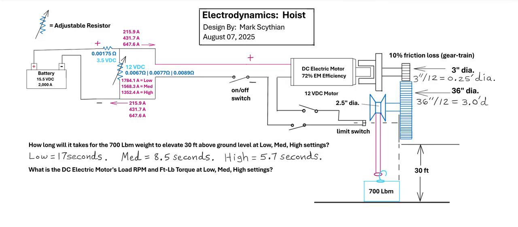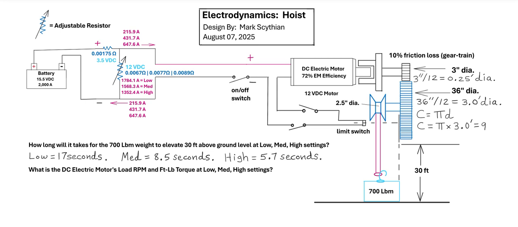So the drive gear, the small gear, is 3 inches in diameter, and the output hoist gear, the large gear, is 3 feet in diameter, so 36 inches divided by 12. So we know the equation for calculating circumference is pi times d, d for diameter.